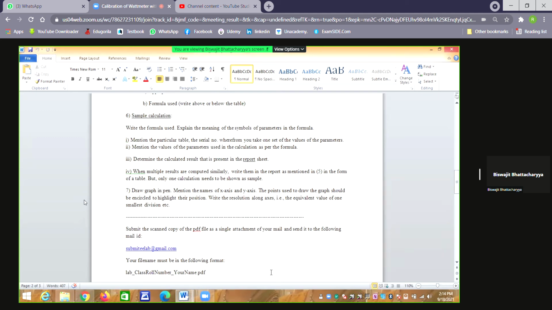I am telling repeatedly, don't send anything to my personal mail or official mail. If you send it, it will be summarily rejected and you will get no marks for that particular lab. It's not possible for me to follow up such stray things repeatedly.